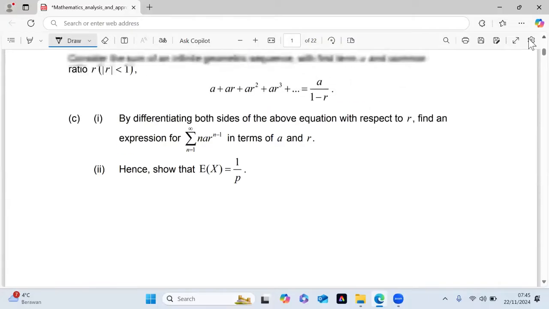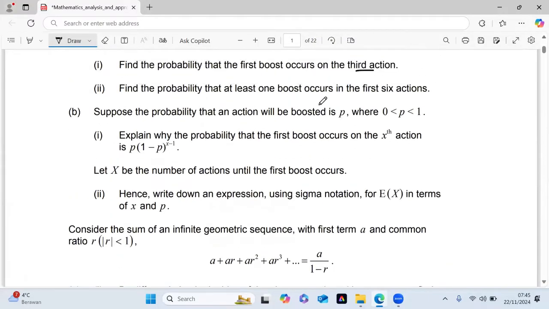Part B. Suppose the probability that an action will be boosted is p, where p is greater than 0 and less than 1. Explain why the probability that the first boost occurs on the X action is p multiplied by 1 minus p power X minus 1.